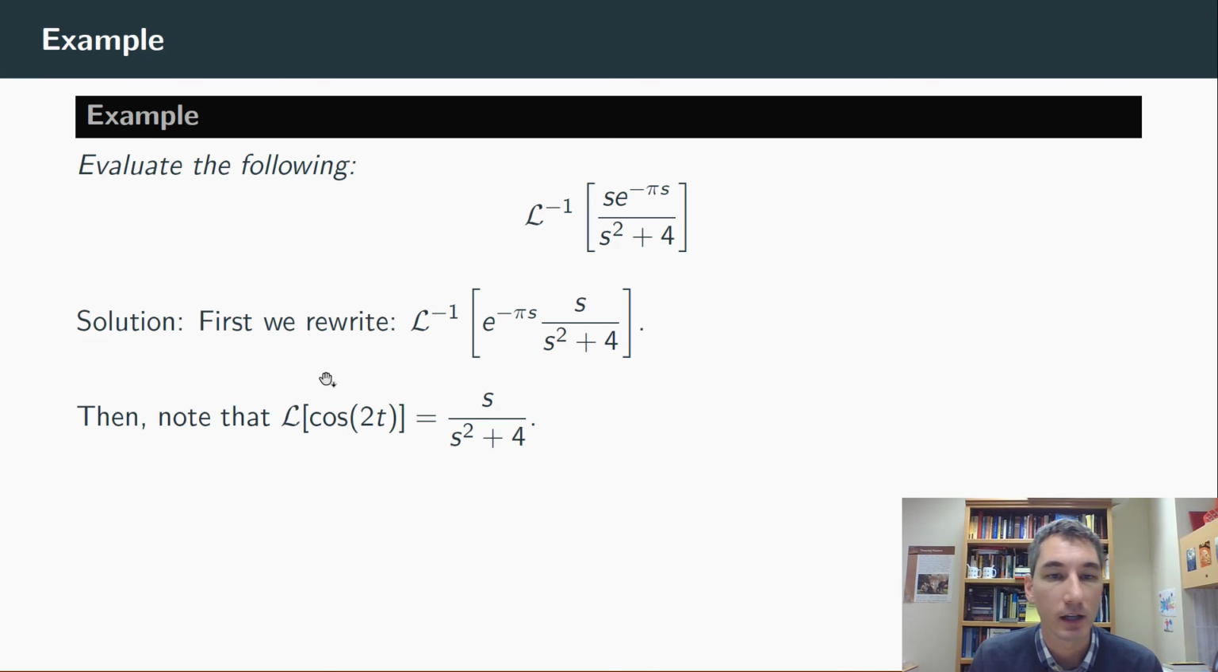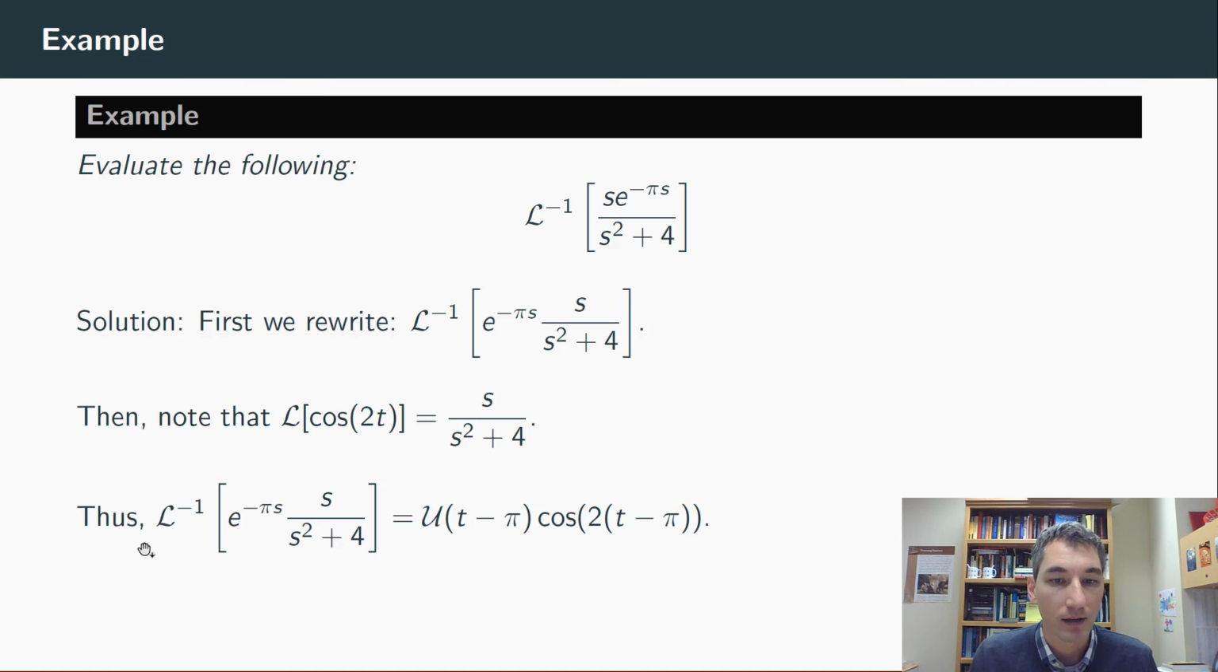Okay, so let's take a look here. So first we're going to write it that way. We're going to note that the Laplace transform of cosine of 2t would be s over s squared plus 4. So we got the 4, so that's generating the 2 there. And then we should just end up shifting it over by pi units and turning it on at that point. So the Laplace inverse of that would be u(t minus pi). So shift by pi and turn it on at that point, and then shift the cosine function by pi. So you're going to essentially replace t with t minus pi. So that's how you would solve that one.